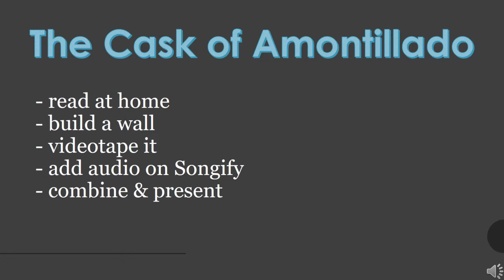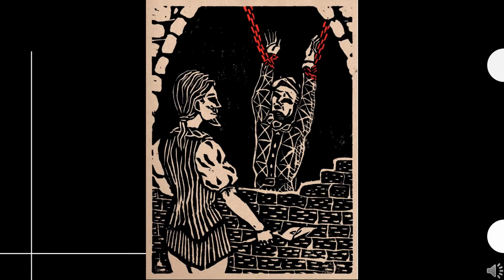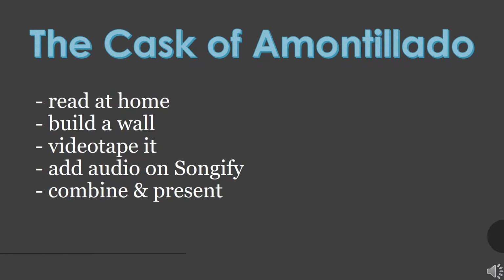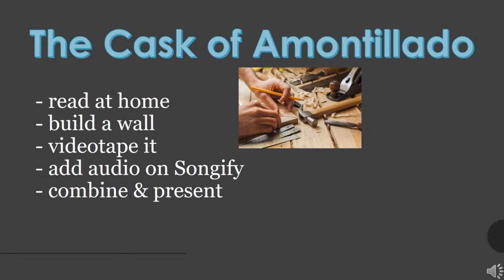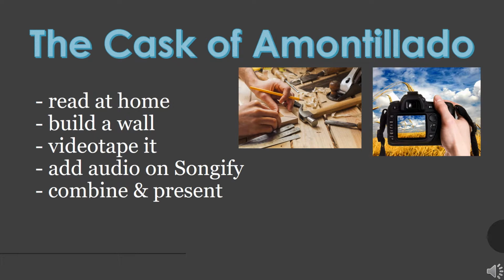Finally, the class will read The Cask of Amontillado. In this story, the protagonist dies suffocated behind a brick wall. Thus, each student will build a scale model of the wall using the story as a guide for the exact dimensions. Once completed, students will capture 5 different angles of their scaled model with a video camera.